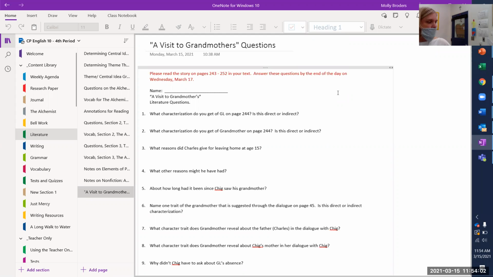Okay? All right, so what character trait does grandmother reveal about Shig's mother in her dialogue with Shig? What was it? She was not nervous. Very good. All right, so do y'all notice that dialect, the way that the author is writing it, like the way that they spoke? That's called dialect. And that's a characterization tool.